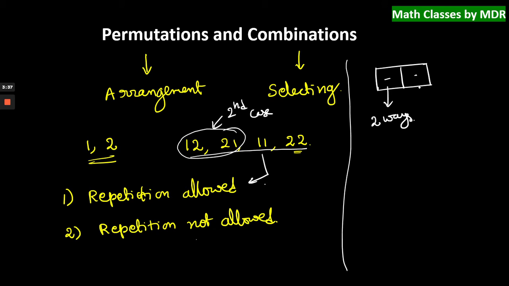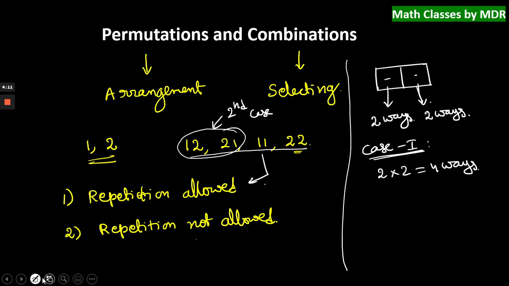And how many ways can I fill the second digit, that is the units digit? There you have to know whether the repetition is allowed or not. Suppose in case 1 the repetition is allowed, then we can take either 1 or 2 again. So here 2 ways and 2 ways. By using counting principles, we say 2 into 2, that is 4 ways we can arrange these numbers to get the two-digit numbers.